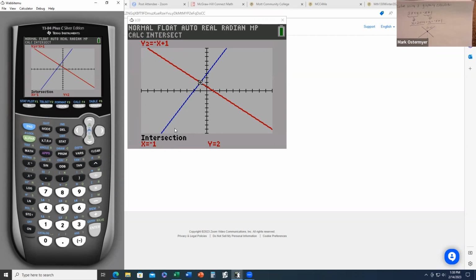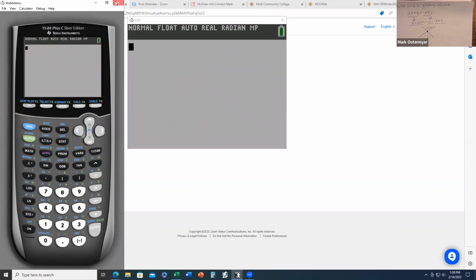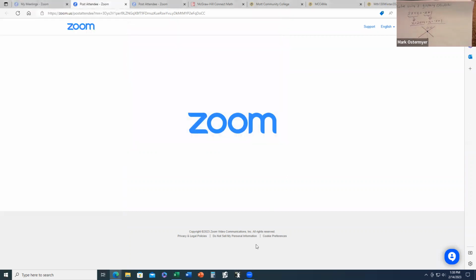Graph the left side, graph the right side, look for the point of intersection or the points of intersection, and it's the x coordinates of those points of intersection that would be the solutions to your equation. That's pretty cool, huh? So you can graphically check your answers when you solve an equation.